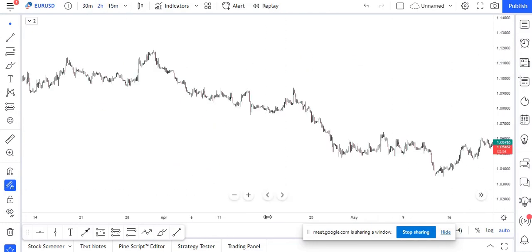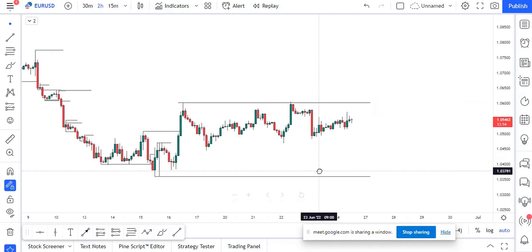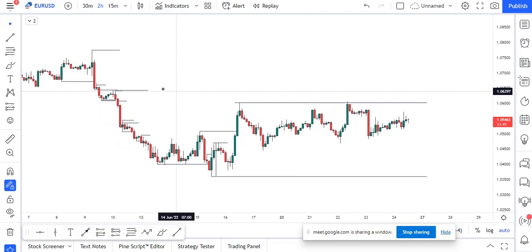We were able to get in with the macro change of structure. We would have entered around here, and we would have capitalized in this region right here, in this move right here.